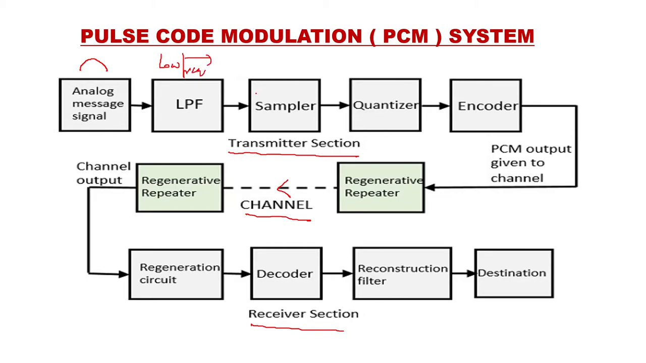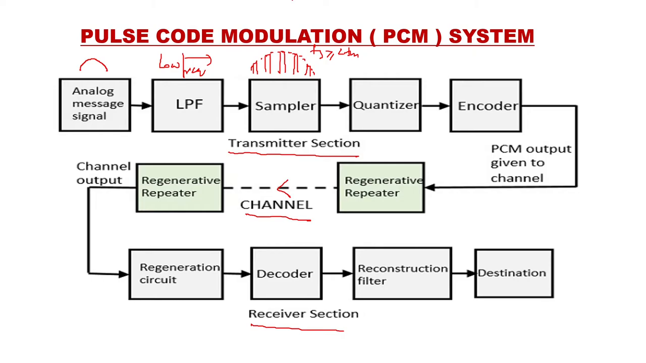Then you have the sampler. This sampler will convert that particular analog message signal into samples, where it will follow the sampling theorem, the Nyquist condition, and it will maintain the sampling frequency fs greater than or equal to 2 fm, so that we can reconstruct the signal back from the samples.